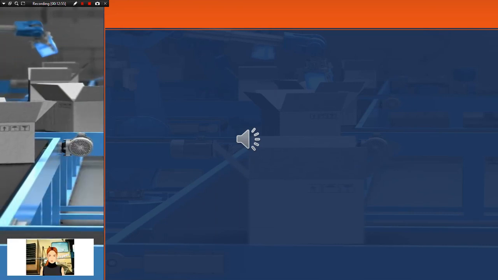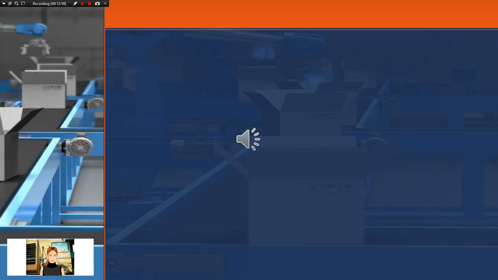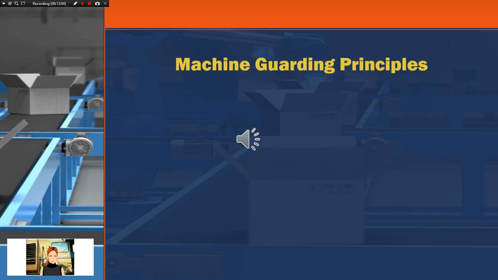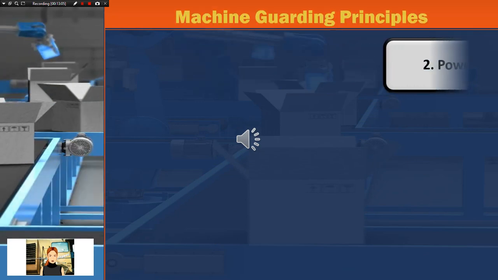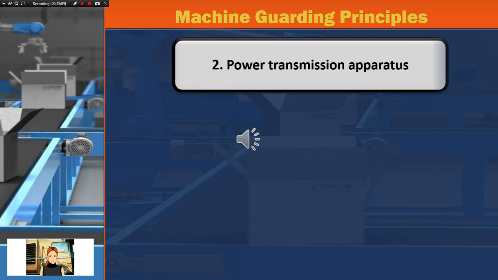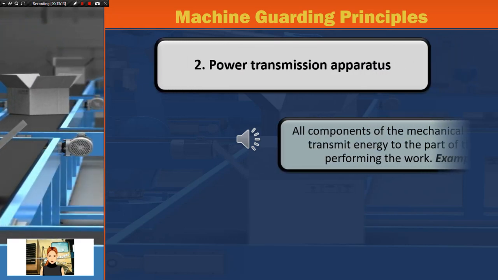Machine guarding principles. Two, power transmission apparatus. All components of the mechanical system which transmit energy to the part of the machine performing the work. Examples are flywheels, couplings, pulleys, cams, spindles, belts, chains, cranks, sprockets, gears, shafts, rods.